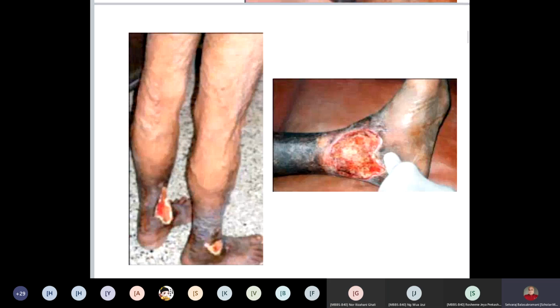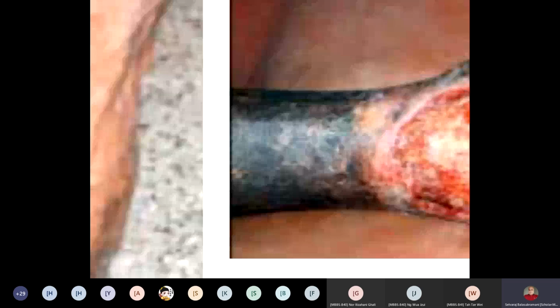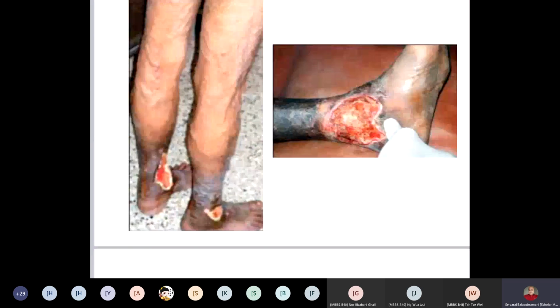Why are you telling it is a venous ulcer? The area. It occurs at the gaiters area. Okay, what else are you seeing? Lipodermatosclerosis. See the color change? Black color. What is the reason for that black color? Deposition of hemosiderin. Very good.